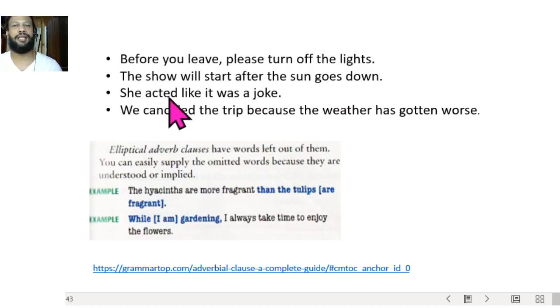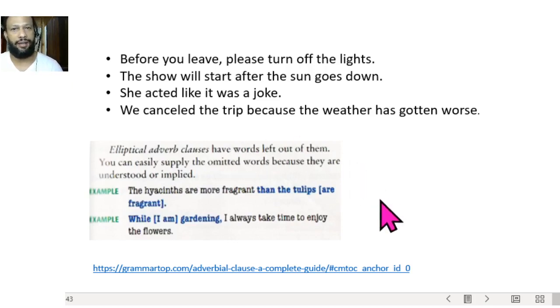She acted like it was a joke. Okay? You see, it's not an adverb of time, it's an adverb of manner here. It's an adverb clause of manner. And the last example I'm providing: we canceled the trip because the weather has gotten worse. So, because is providing a reason. It is a reason. Okay? Adverb clause of reason.